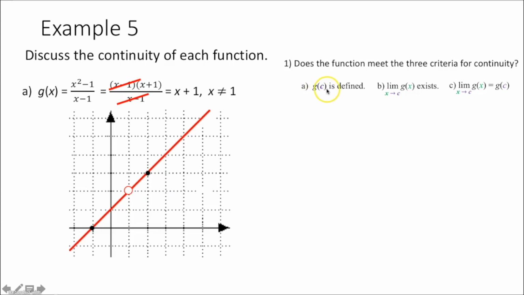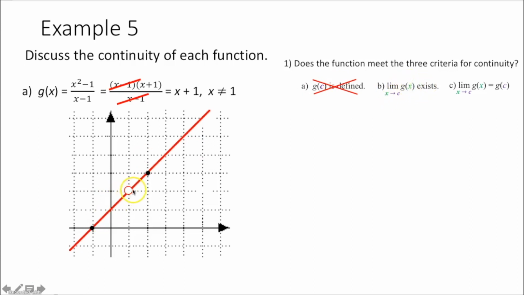So is g of 1 defined? Is there a y value for x is equal to 1 for this function? No, right? There's a hole here. Therefore, g of 1 is not defined for all x equals c. Now, part B wants to know, does the limit as x approaches 1 of g of x exist? Yeah, as x approaches 1 from the left, your function g approaches a y value of 2. As x approaches 1 from the right, your function approaches a y value of 2. Therefore, the limit as x approaches 1 of g of x is equal to 2.